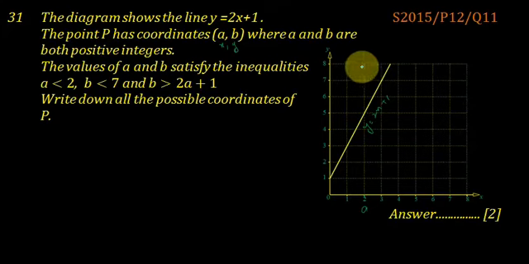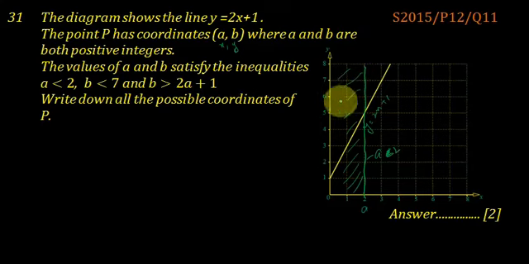So there must be a line, and this line basically represents a is equal to 2, and the region is defined as less than 2. So we must shade the region less than the value of a. This region must be shaded, or the possible values we can find are in this region.